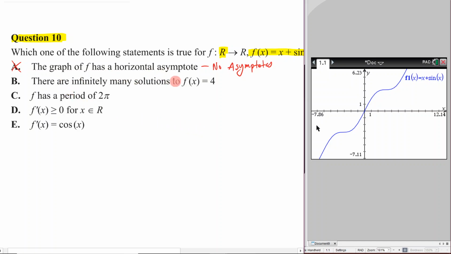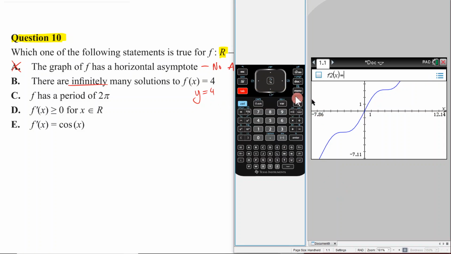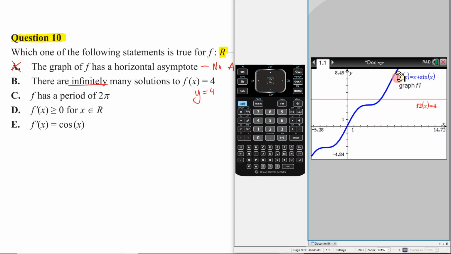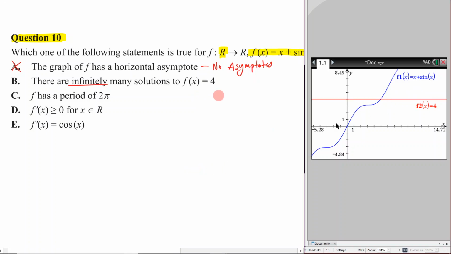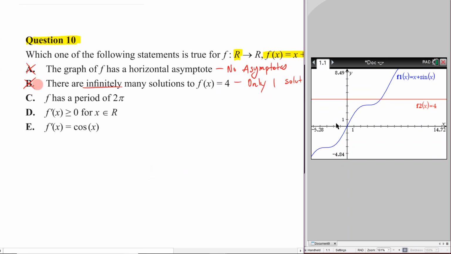Next, there are infinitely many solutions to f of x is equal to 4. What this means is if I have f of x and I also have y is equal to 4, do they intersect infinitely many times? So if I come here and I graph y equals 4, how many times does it intersect? Well, just once. Because it's increasing like this, it doesn't intersect infinitely many times, it just intersects once. So only one solution, not infinite, which means we can eliminate that as an option.